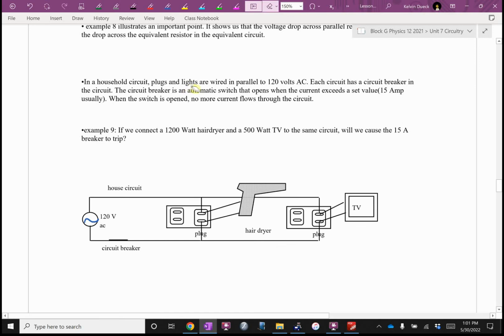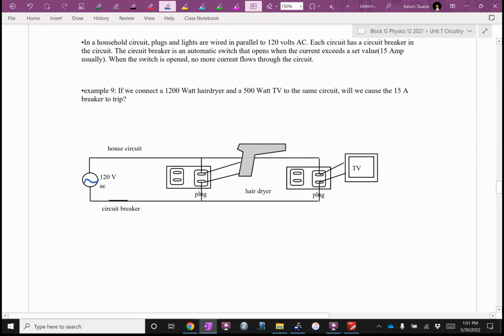In a household circuit, plugs and lights are wired in parallel to 120 volts AC. Each circuit has a circuit breaker in the circuit, and when the current goes above usually 15 amps, then your circuit breaker will trip for safety because that's going to generate too much heat in the wires, and fire is bad. So, if we connect a 1200 watt hairdryer and a 500 watt TV to the same circuit, will we cause the breaker to trip?